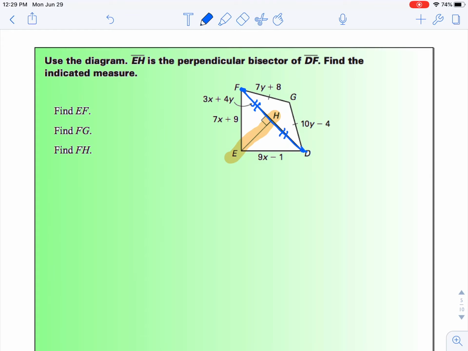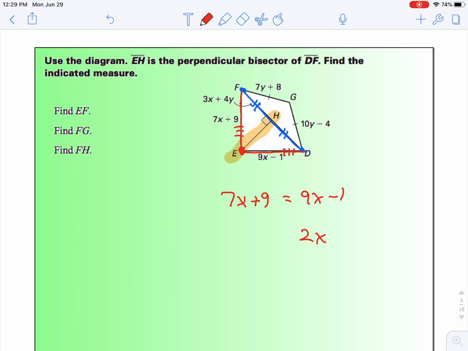I also know they just want me to find EF, FG, and FH. So what does that tell us? Well, it tells us that those two pieces are equal. But notice I don't have the other side there. What you can do is see that point E right here is on that perpendicular bisector, so it's going to be equidistant to the endpoints of the segment it's bisecting. So it makes these two equal to each other. So now I can set up 7x plus 9 equal to 9x minus 1.